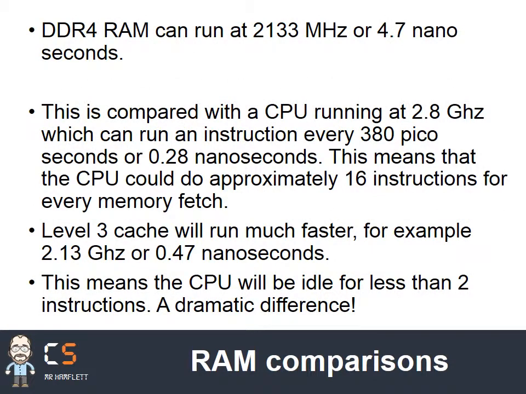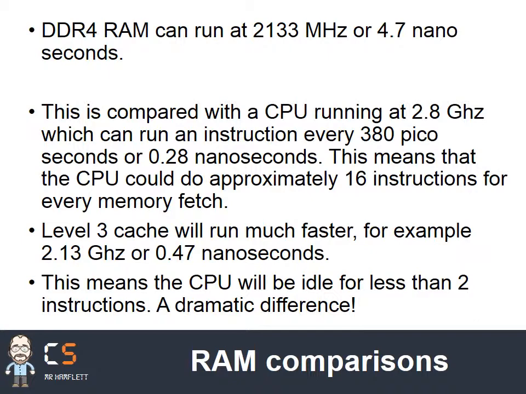So let's actually get a quick comparison of RAM. This is just a little bit of maths to play around with. DDR4 RAM can run at 2133 megahertz, or 4.7 nanoseconds for a transfer. This is compared to a CPU running at 2.8 gigahertz, which can run an instruction every 380 picoseconds, or 0.38 nanoseconds. So bonkers numbers. This means that the CPU can do approximately 16 instructions for every memory fetch. So long and short of it, for every time I'm waiting for one fetch, I'm sitting idle and I could have done 16 instructions.